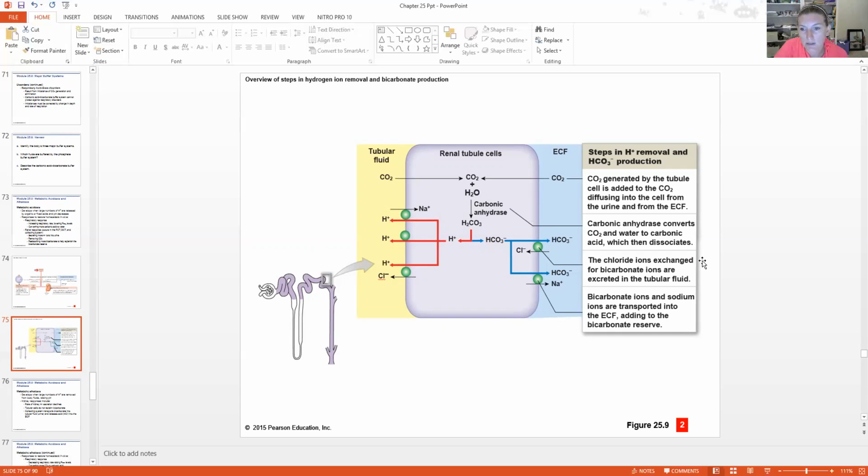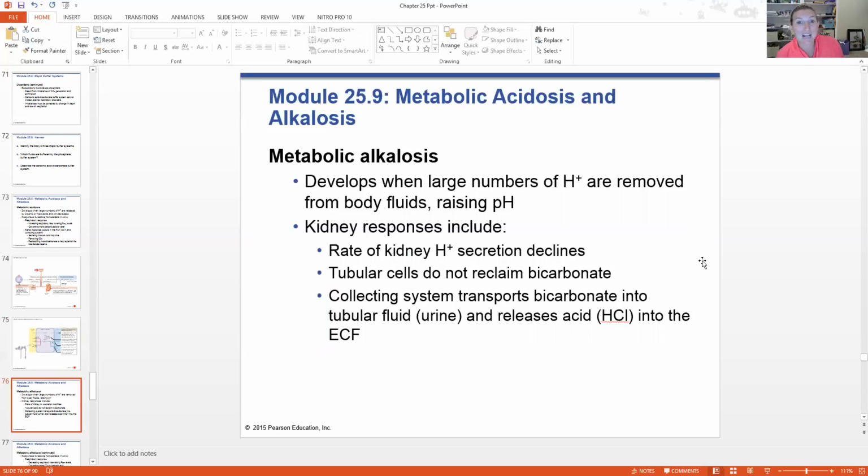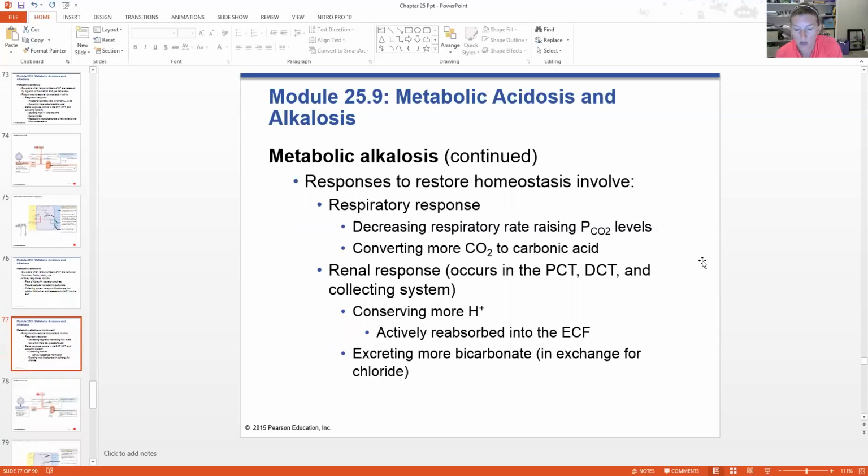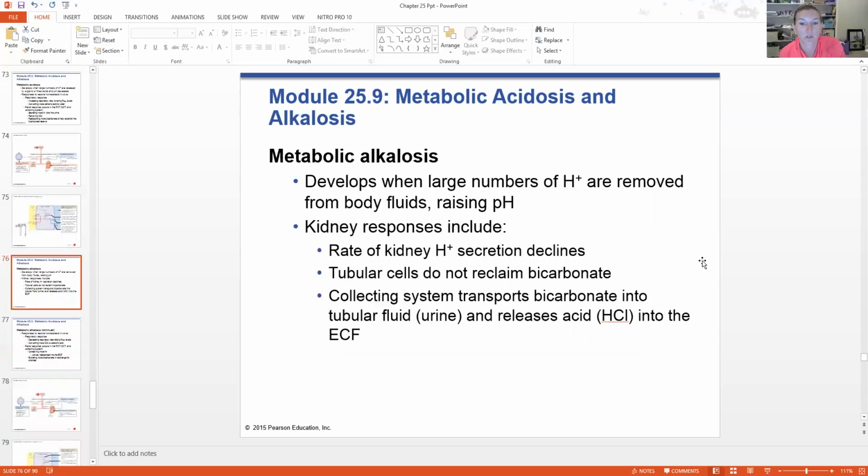I think that's it. So metabolic alkalosis is a little bit different. This is when large numbers of hydrogen ions are removed from our body fluid, so this is raising our pH. Our overall renal response is going to include the rate of hydrogen ion secretion declining. We're going to retain hydrogen ions. Tubular cells are not reclaiming bicarbonate, so we're going to excrete bicarbonate. The collecting system transports bicarbonate into the urine and releases hydrochloric acid into the extracellular fluid. So it's basically the opposite of what we just did.